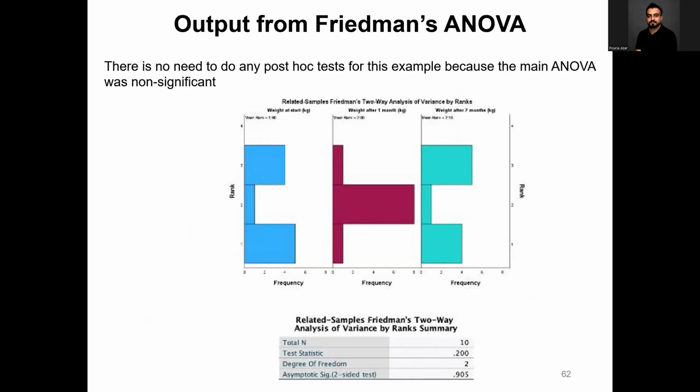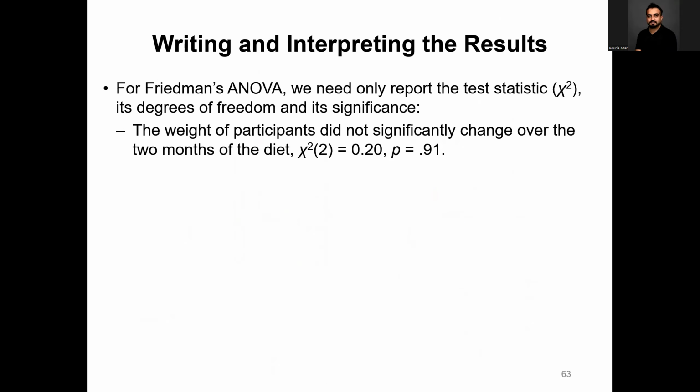Why is the degree of freedom 2? Again, I have 3 time points: the start or baseline, 1 month, and 2 months. So I have 3 groups. Degree of freedom is 3 minus 1, which is 2. So degree of freedom is n minus 1, where n means the number of groups. Here, there is no need to do a comparison test or pairwise test since the Friedman's ANOVA test was not significant. So there is no need to do any follow-up analysis in this case.